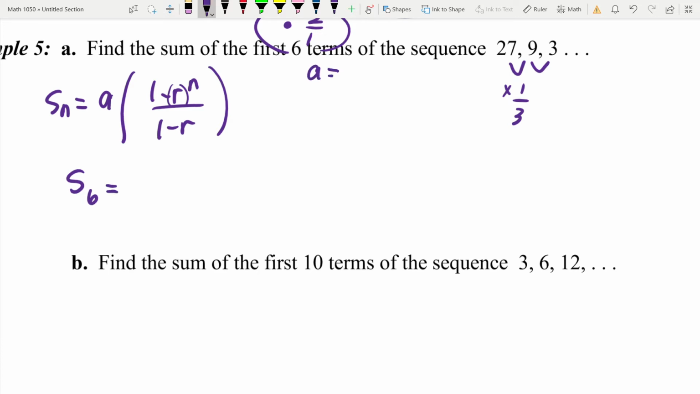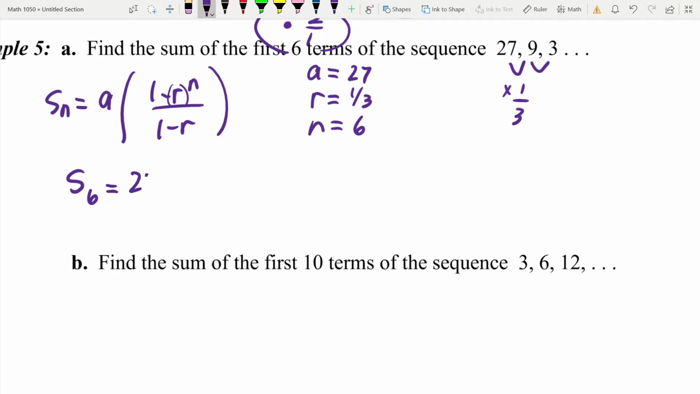Like I said before, if you want to, you can go A and R and N. So A is your first term, it's a 27. The ratio is what you're multiplying by, which is a third. And the n is the number of terms we're adding together, which is 6. So this is just going to be literally sticking this in our calculator.